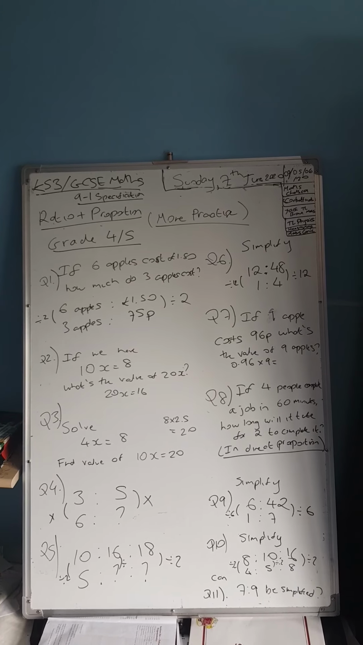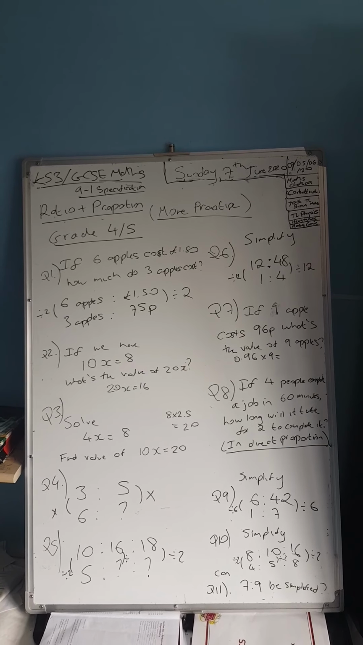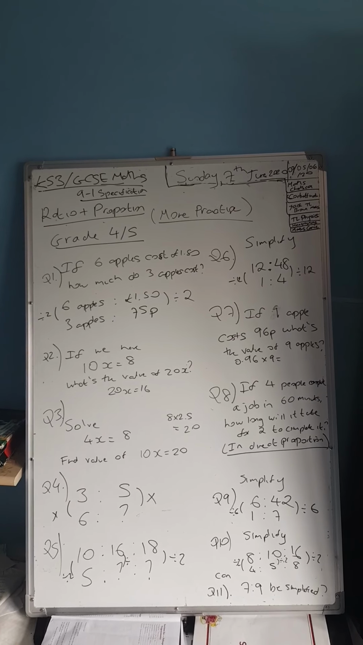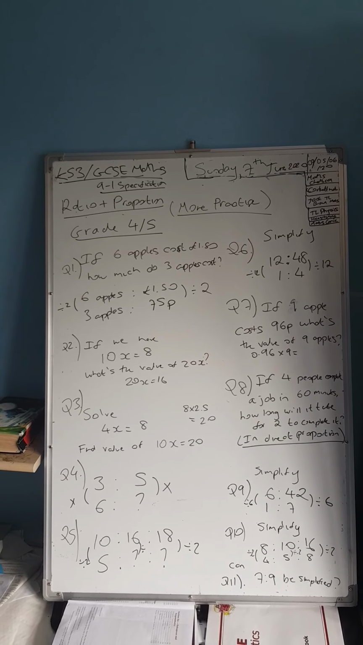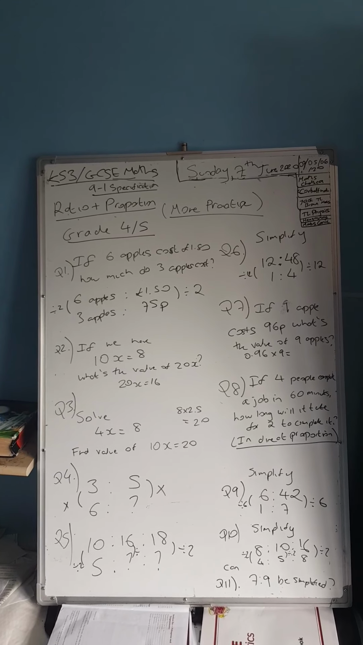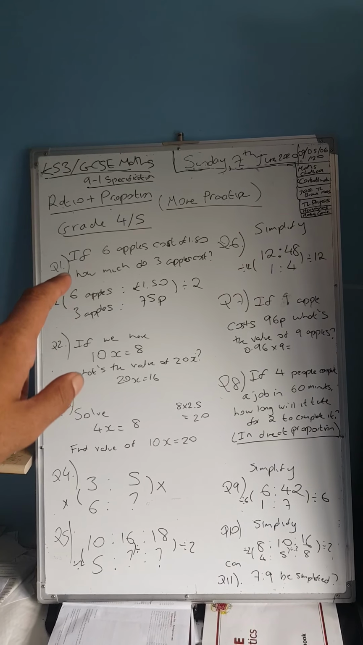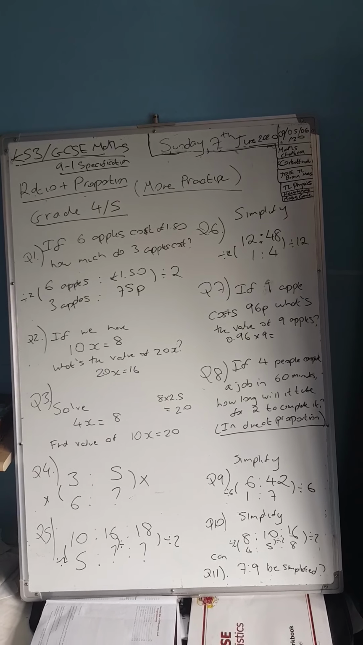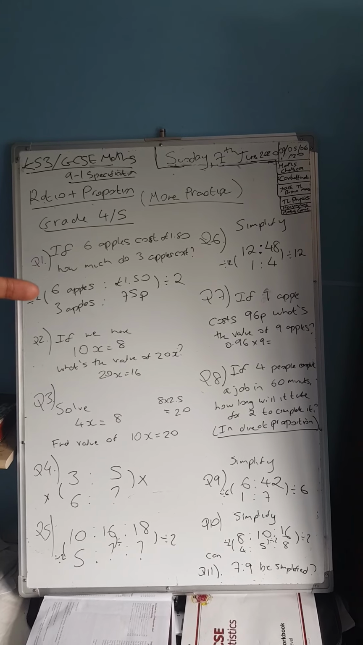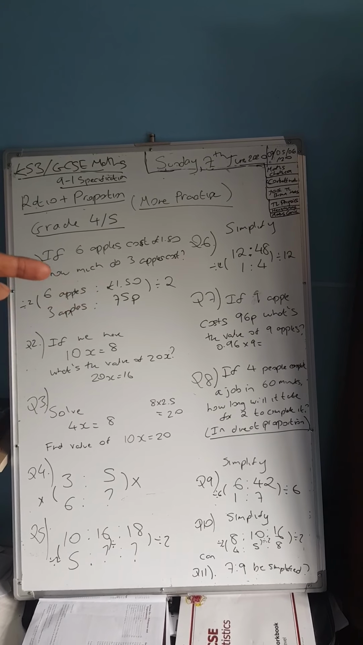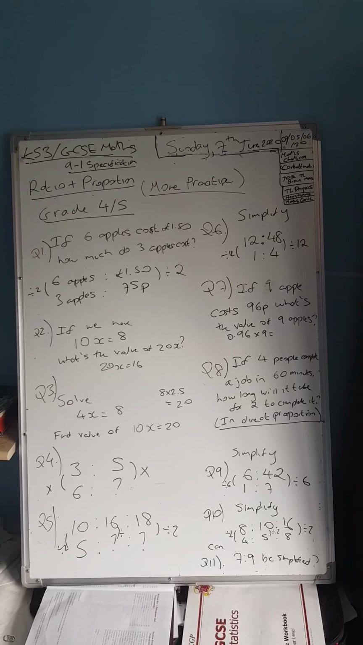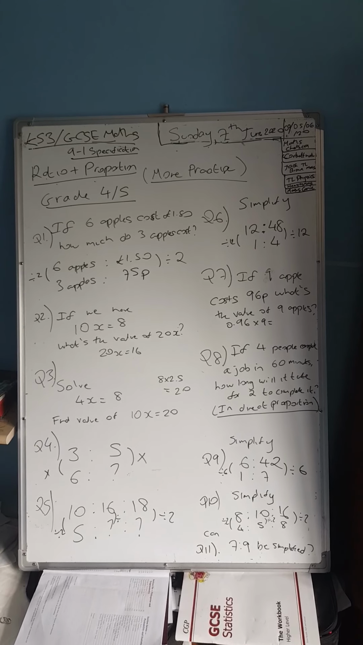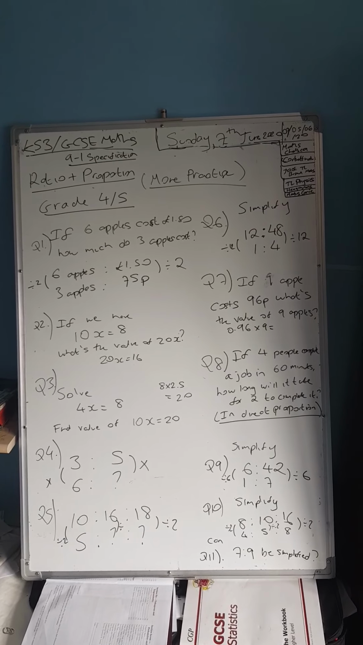So we're going to look at 11 examples for today's lesson. Question number 1, grade 4 and 5 for the GCSE 9-to-1 curriculum, so it's more practice on proportion and ratio. If 6 apples cost £1.50, how much do 3 apples cost? I've decided to write it as a ratio, so 6 apples to £1.50. 3 apples is just half of that, so half of £1.50 is 0.75, or 75 pence. So my answer would be 75 pence for question 1.